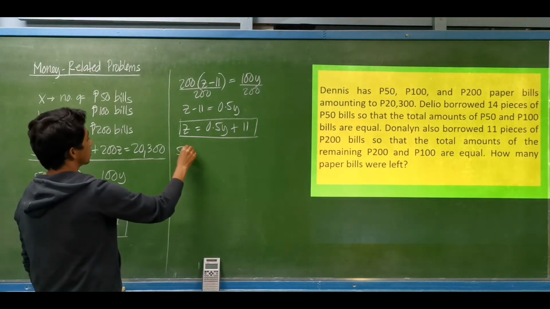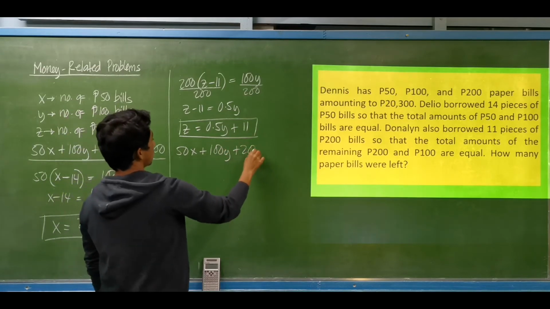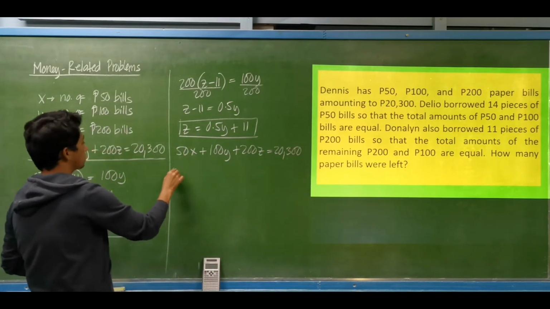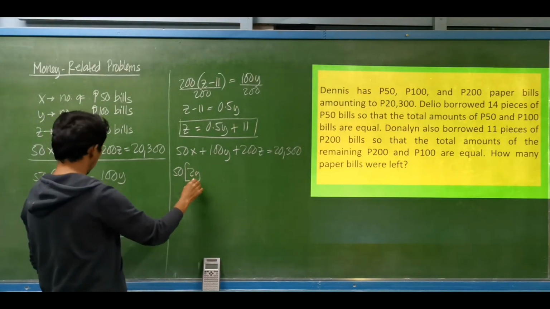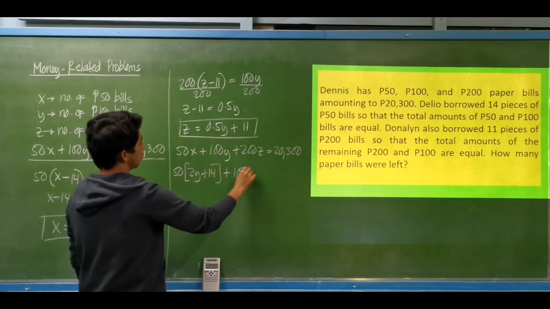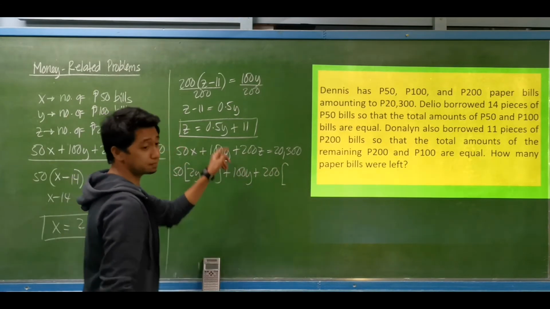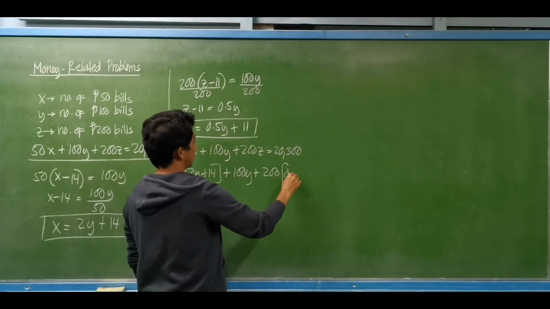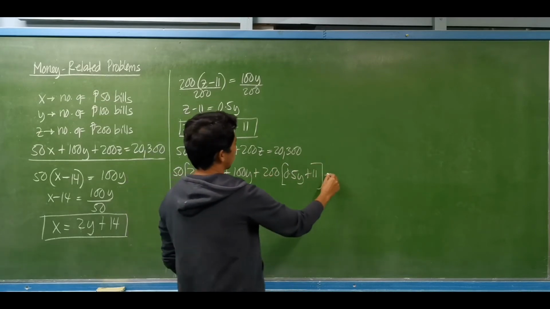And we may substitute the equivalent of x and the equivalent of Z on our first equation. So again, our first equation is 50 of x plus 100 of y plus 200 of Z is equal to 20,300. So we have 50 times the equivalent of x. The equivalent of x is 2y plus 14. Then plus the 100y plus 200 of Z. But what is the equivalent of Z? The equivalent of Z is equal to 0.5 of y plus 11.